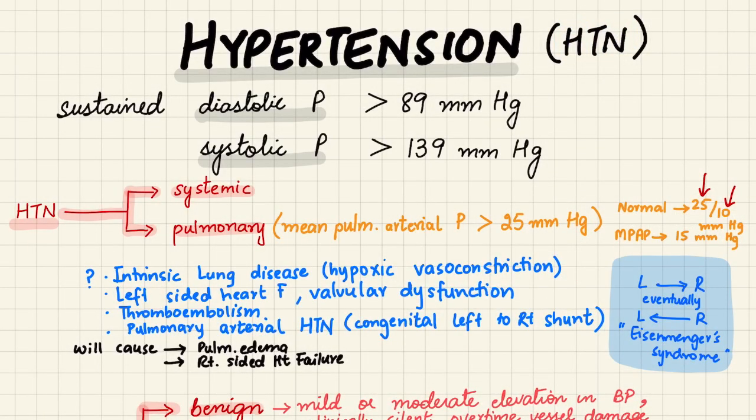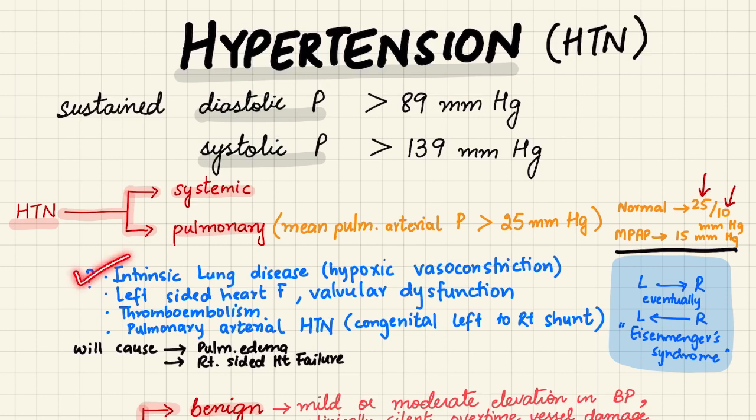Okay, so let's learn something about pulmonary hypertension for a while. Usually the mean pulmonary arterial pressure is around 15 millimeters of mercury, but pulmonary hypertension arises when the pressure goes greater than 25 millimeters of mercury. Now, what causes this? There are many reasons for this.